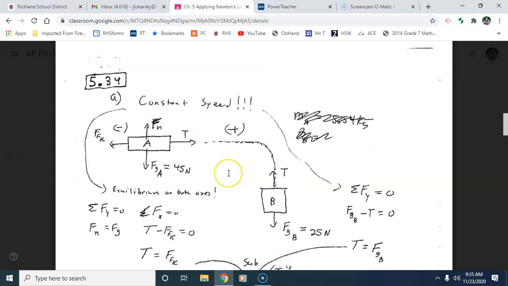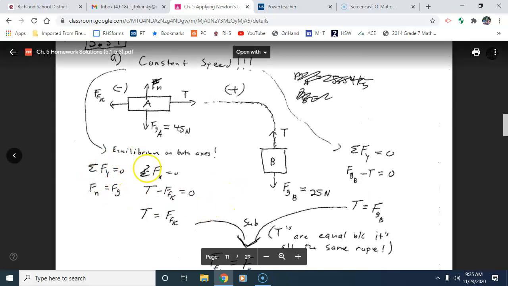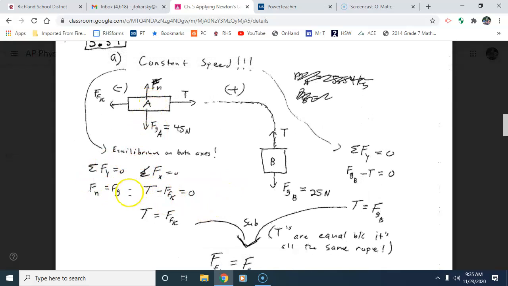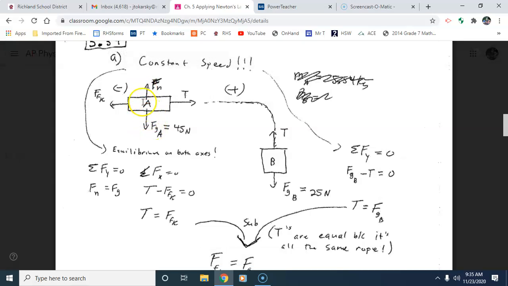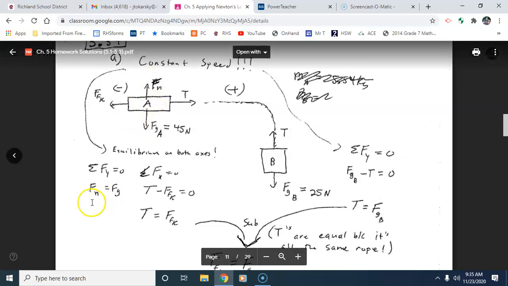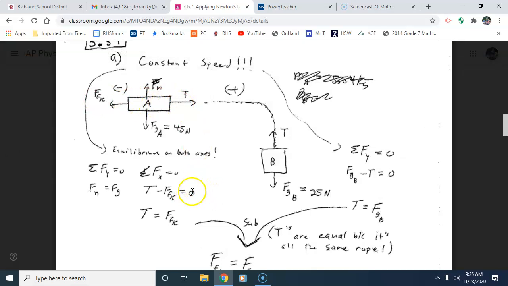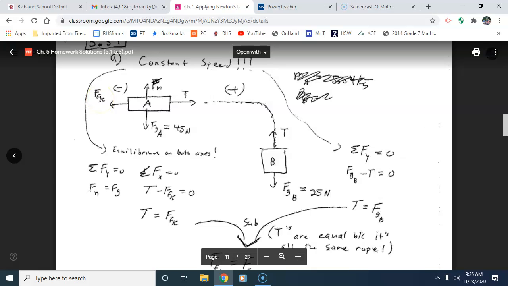It is at constant speed, so the sum of all forces on all axes is going to be 0. If we take object A, the normal force balances out with the weight, right? Because those are the only two forces on the y-axis, so those two have to be balancing out. That's why it doesn't fall through the table. On the x-axis, we have tension minus kinetic friction. Those are the only two forces there, and it is going at constant speed, so that's where we throw the 0 in. Therefore, whatever tension is, it has to be equal to the kinetic friction.